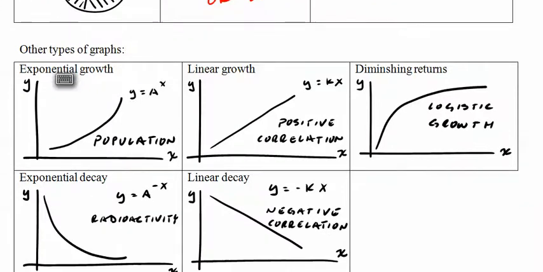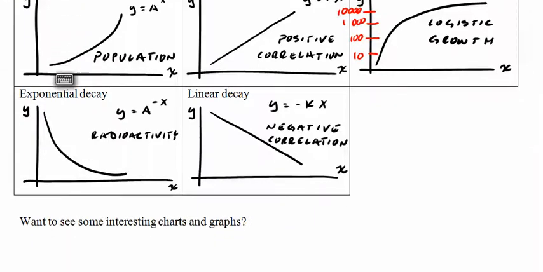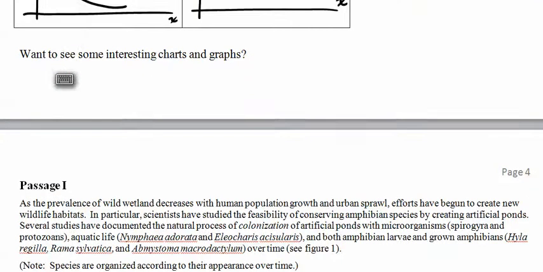Other types of graphs: exponential, linear, diminishing. I've seen the logistic ones where they change this from what you would normally expect to something like 10, 100, 1,000, 10,000. So always watch your scale. See what's going on. If there is a key up here, definitely look for the key. So here are some interesting charts and graphs.